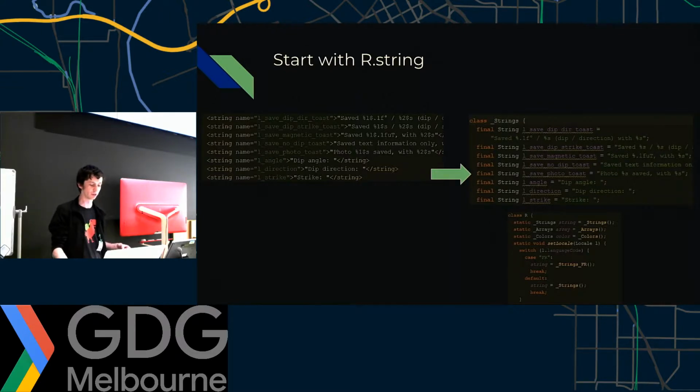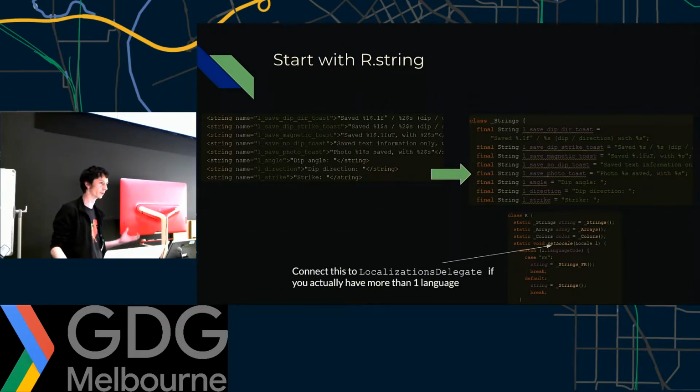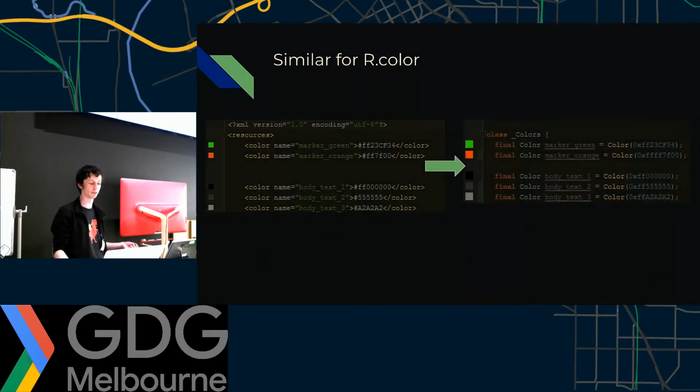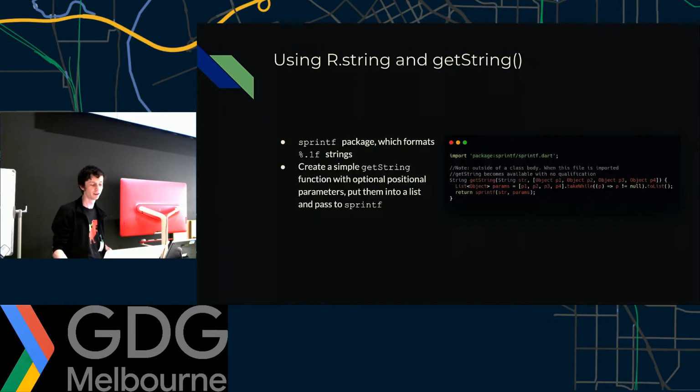Flutter doesn't have as extensive localization and resource functionality as Android has. Android is a lot more powerful. And if you do want to provide different language support, you have to provide your own implementation of a localization delegate. So if you do have other languages, you would use that. Same for color, regular expression magic, colors class.